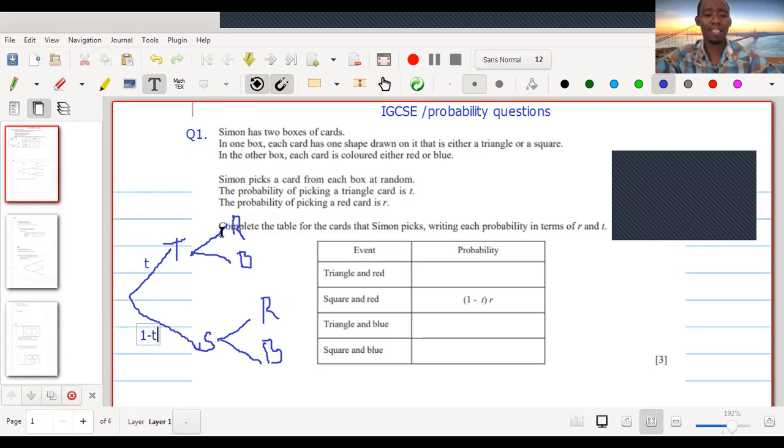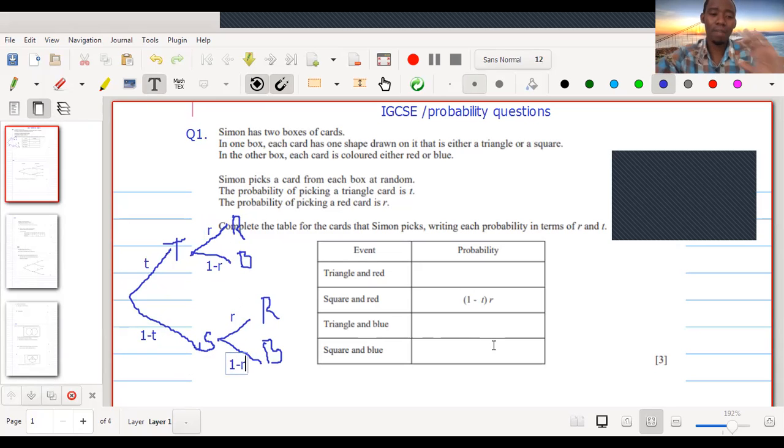And then here, they say the probability of picking a red card is R. So I put R on this branch. Since on this branch they must add up to 1, this one and this one for red and blue, then I'll take 1 minus R from here. This is 1 minus R. And then here, it's the same case. This is R, and this is 1 minus R. Then now I can answer our questions.